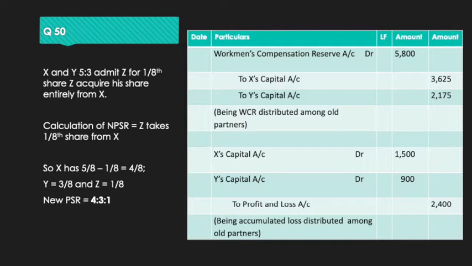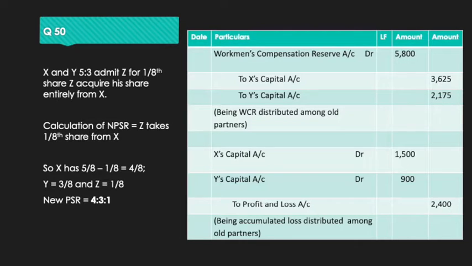First we will do the internal journal entries. So the first journal entry over here is workman's compensation reserve 5,800 to X's capital account 3625 to Y's capital account 2175. How did I get these figures 3625 and 2175? 5,800 divided by 8 into 5 gives 3625, and 5,800 divided by 8 into 3 gives 2175, because the profit sharing ratio of X and Y is 5:3.